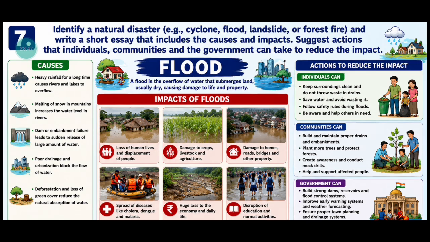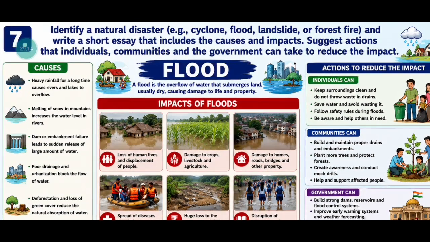So you need to identify, you need to take any one natural disaster. You can take cyclone, flood, landslide, forest fire. It is your choice. Okay, here I have taken flood because when I was reading this question, it got clicked in my mind that Punjab floods of 2025, so very devastating that was. So I have taken that example. You are free to pick anyone.